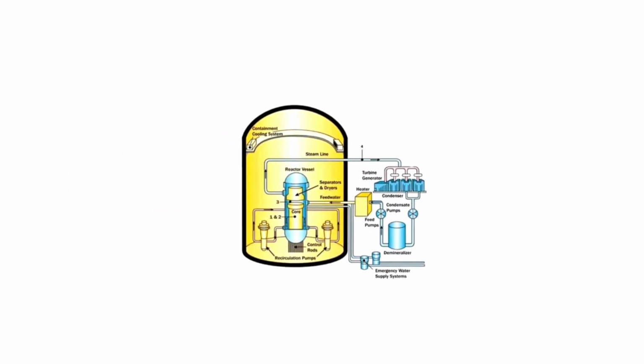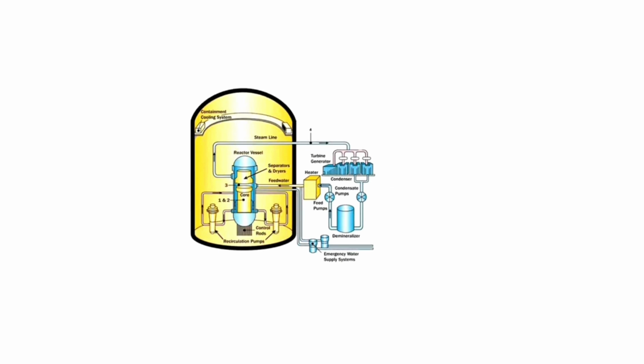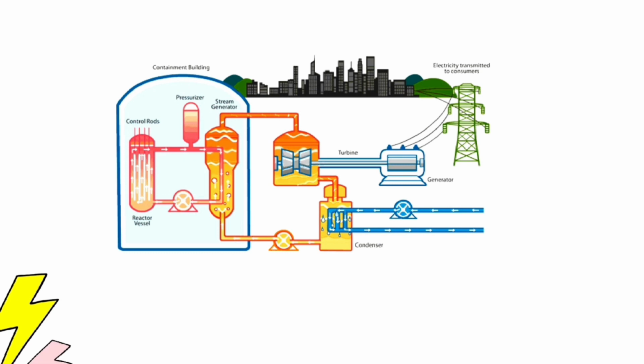We can also use a boiling water reactor. BWR is a type of light water nuclear reactor used for the generation of electrical power. It is the second most common type of electricity generating nuclear reactor after PWR, which is also a type of light water nuclear reactor.